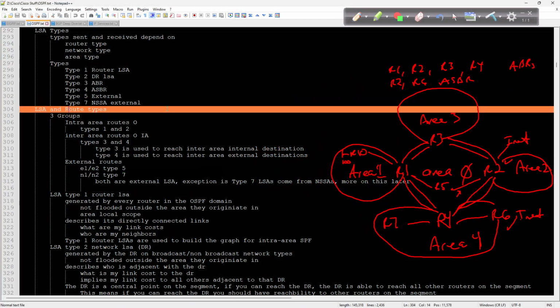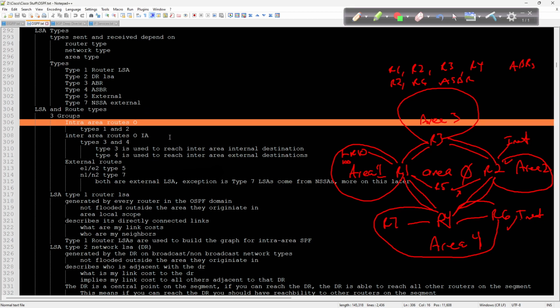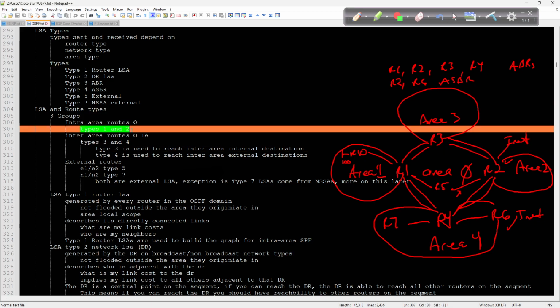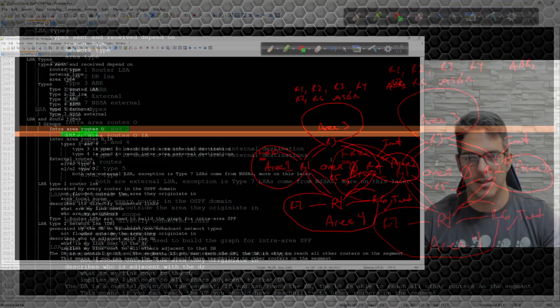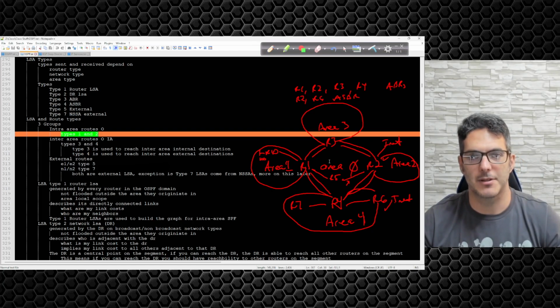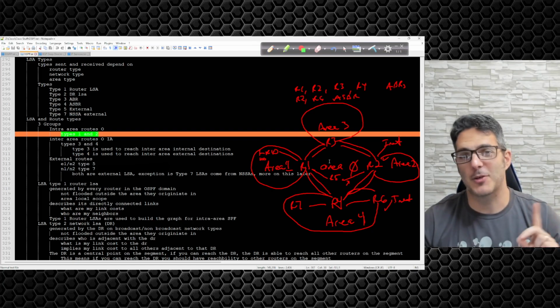So let's talk about LSA and route types. There are 3 groups. You have intra-area routes, which are always going to be a capital O for OSPF. This is going to be your type 1 and type 2 LSAs. They will always exist inside of the intra-area routes. They will never exist outside of the area. So you'll never see a type 1 or type 2 LSA for a particular area existing elsewhere, because they're not allowed to propagate out of the area that they live in.